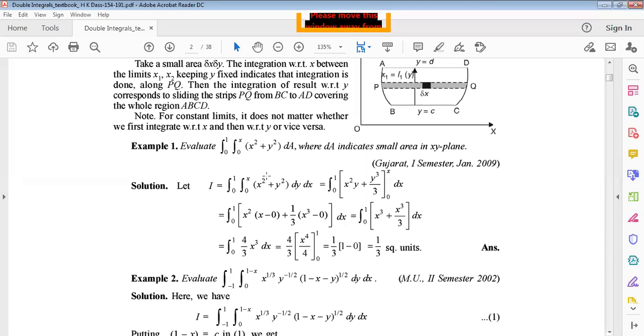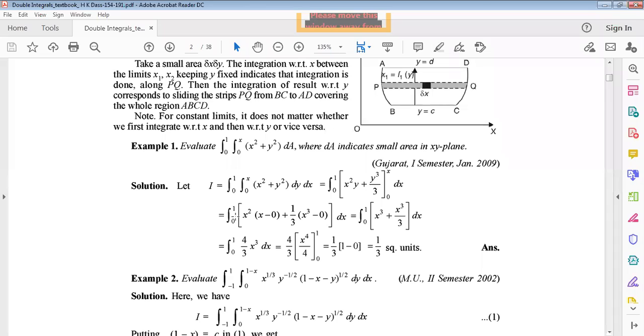Then with respect to y, taking integration, we get what? With respect to y, x square will be constant, and there will be the integration of y square. Then y square integration with respect to y is y to the power 2 plus 1 divided by 2 plus 1, that means y cube by 3. Now taking the limit in the third bracket, 0 to x. This is the value of y. Now putting the value of x here, x square into x minus 0 plus 1 by 3 x cube minus 0. But the first integration will exist first, then dx.